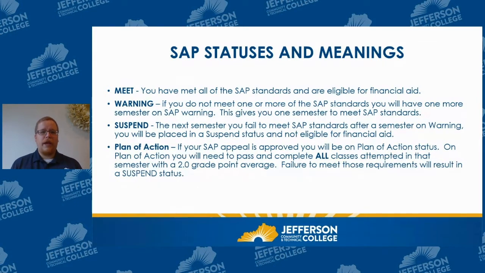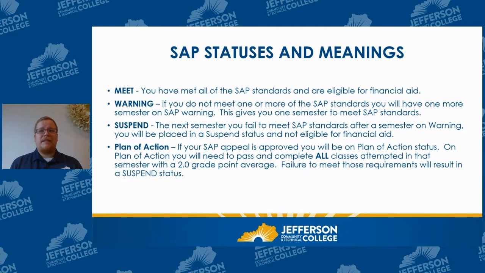The next status is warning. If you do not meet one or more of the SAP standards, you get one semester where you're on SAP warning. If you meet the SAP standards at the end of that semester, you go back to MEET. If not, you go to the next status, which is suspend.